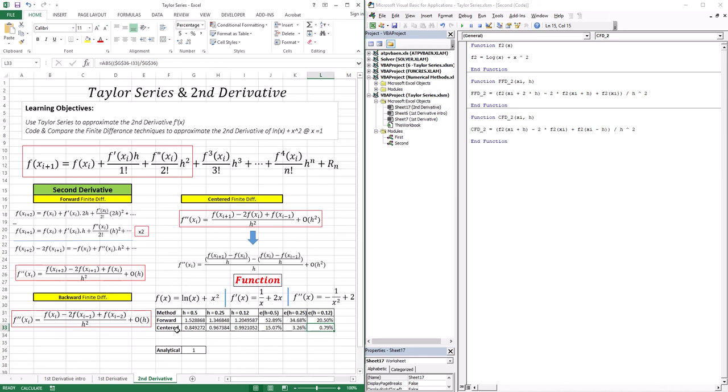So you can see the center finite difference is very much superior to the forward, which is why it is commonly used when it comes to finite difference approximations. The centered is usually the go-to technique, and you can see why it's the go-to technique.